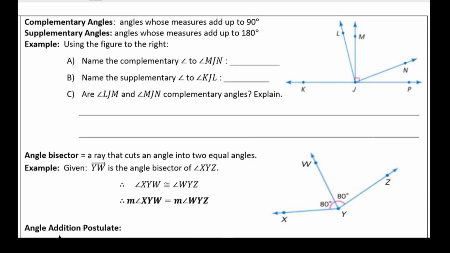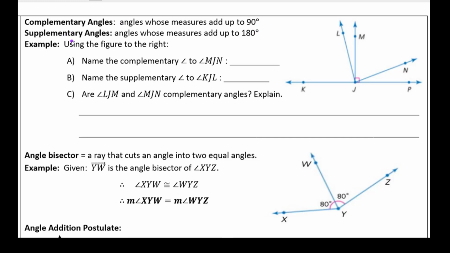Very well. Now we're going to talk about complementary angles and supplementary angles. This is something that you might have seen before. Basically, complementary angles are two angles that add up to 90, and supplementary angles are angles that add up to 180. One easy way that I remember this is that C comes before S in the alphabet, just as 90 comes before 180 on the number line. So complementary is 90, supplementary is 180.